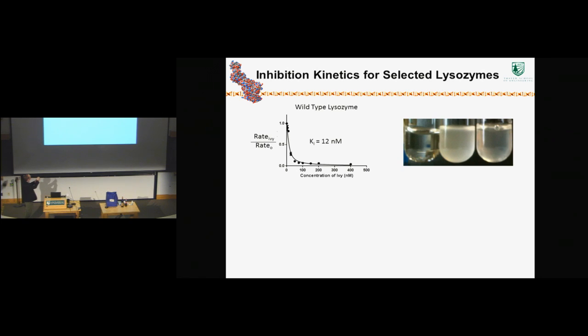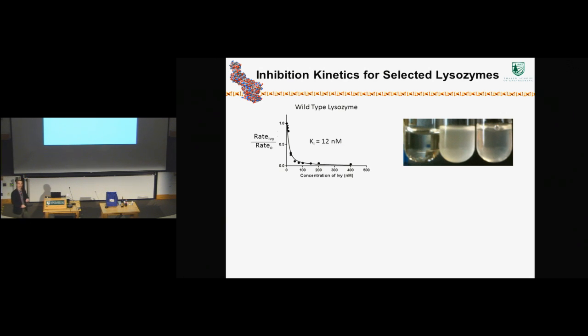All right, and you can get a feel for that by looking at this. At 100 nanomolar IV, we've reduced the lytic activity of wild-type human lysozyme down to less than 10%. If we go out here to 400 nanomolar IV, we have very little detectable lytic activity for wild-type human lysozyme.